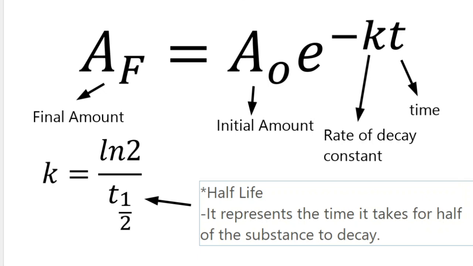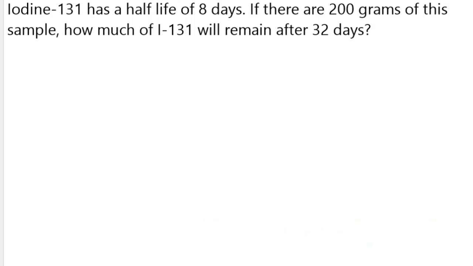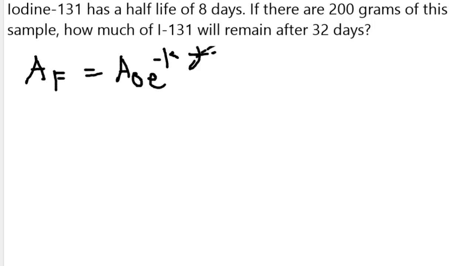And let's solve some practice problems to calculate and use these equations for good. Iodine-131 has a half-life of 8 days. If there are 200 grams of sample, how much of iodine-131 will remain after 32 days? So this is very straightforward. We can just put in what we know here. What we're going to calculate is the final amount of the substance after 32 days.